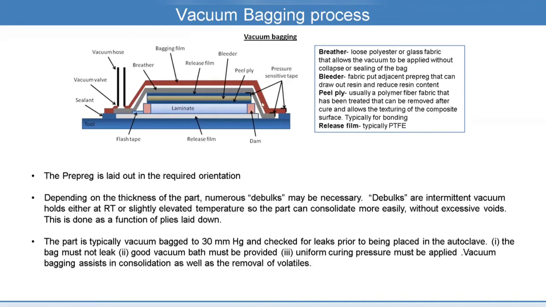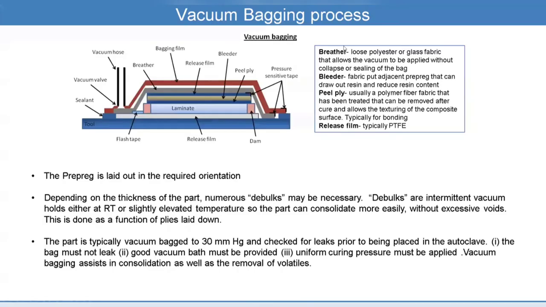And you want to have uniform curing. You don't want it to be cured more here than in the center. You want to have uniform curing across. And the vacuum bagging process does assist in consolidation as well as removal of volatiles. So I hope that's clear to you, some of that vacuum bagging process.